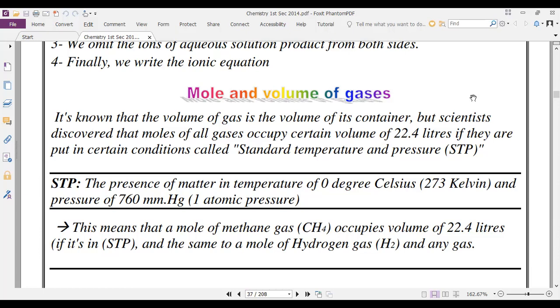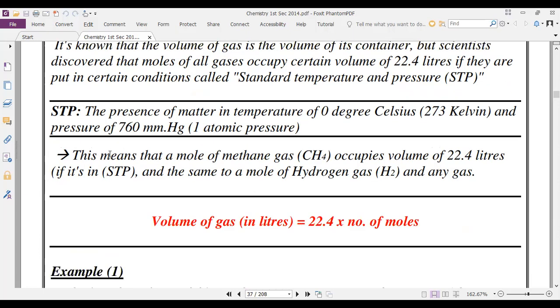What's meant by standard temperature and pressure? It's simple, it's STP. S, standard, T, temperature, and P, pressure. STP means that the temperature equals 0 degrees Celsius, and we said before that 0 degrees Celsius equals 273 Kelvin. And pressure equals 760 millimeter mercury, which is one atmospheric pressure.